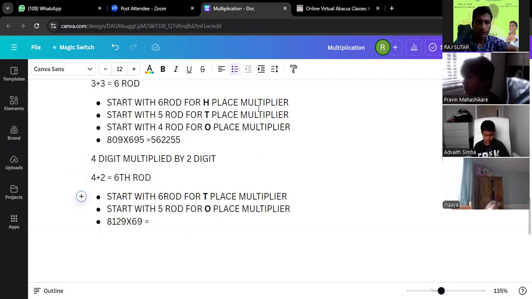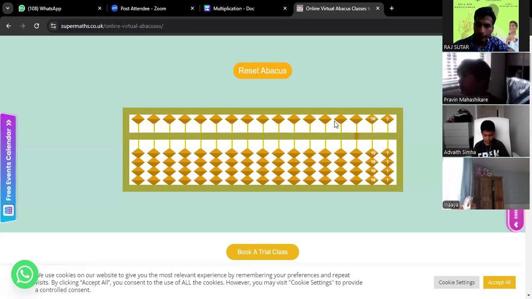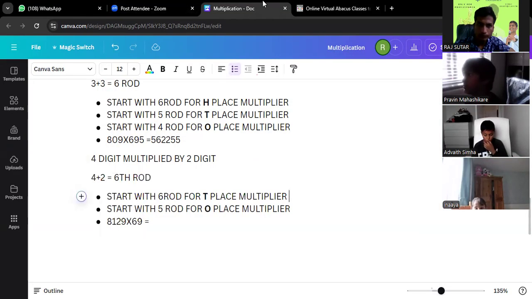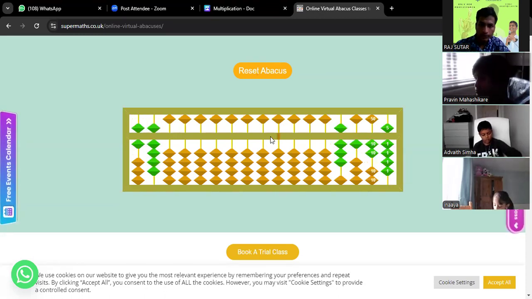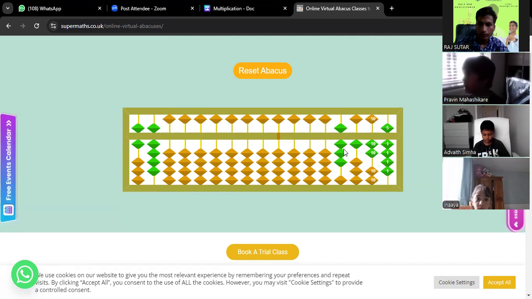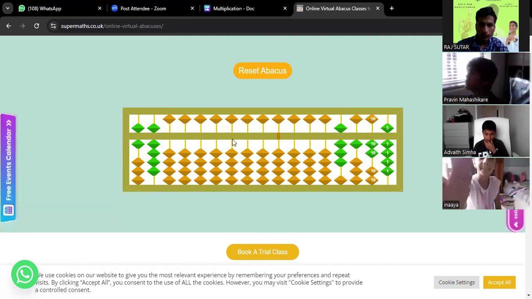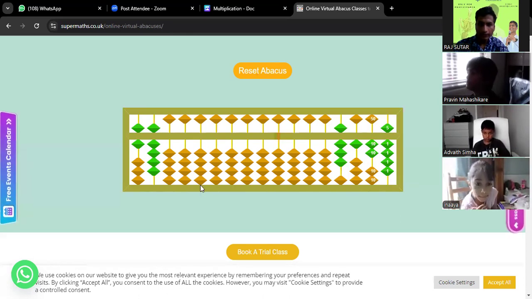Okay. So let's take the sum now. What is it? 8129 multiplied by 69. Okay. So this is our units place. 1, 2, 3, 4, 5. This is the sixth rod. So here we will write the answer. So 6 multiplied by which will we do first? 8. So 6 8s are 48. So where will I write 48? Which rod, Inaya?